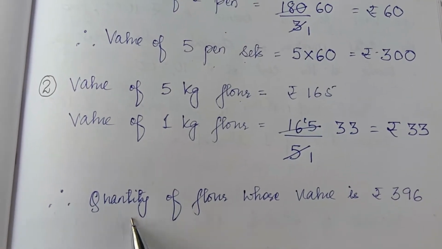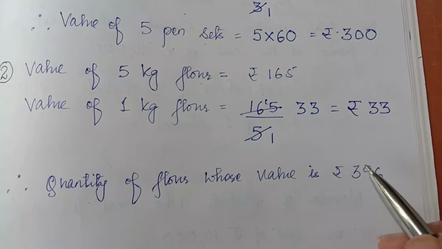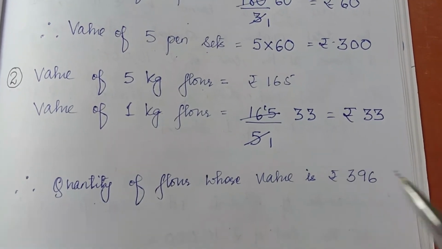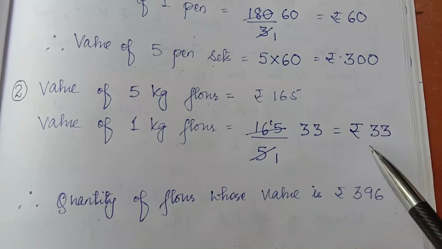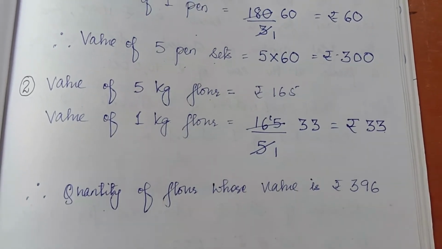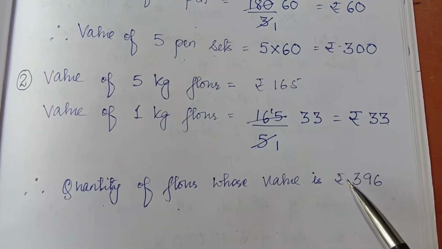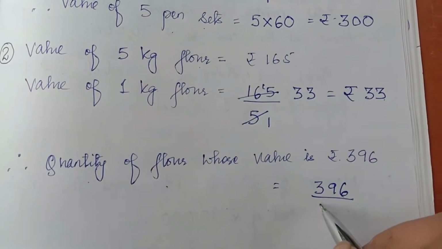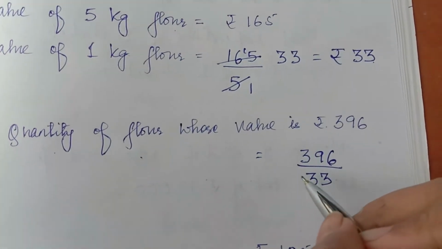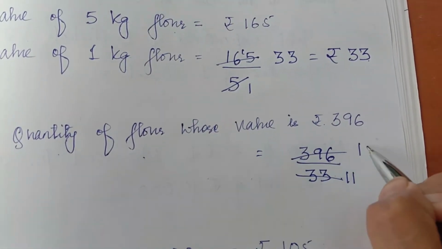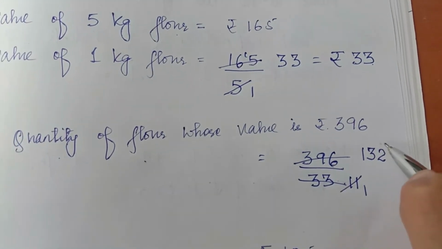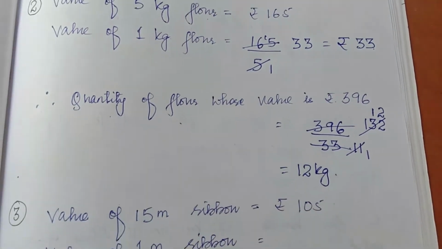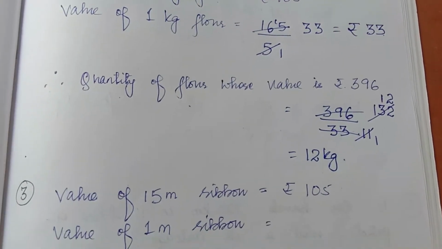Then the question is, the quantity of flour whose value is rupees 396. With rupees 396, how many kgs can you buy? This is the total cost, 396. If the cost of 1 kg is 33 rupees, then what is the quantity of flour we can buy at this price? To find that, you have to divide this total cost by the cost of 1 kg flour. Now we will divide it. 3 elevens are 33, 3 ones are 3, 3 threes are 9, 3 twos are 6. So 11 ones are 11, 11 ones are 11, 11 twos are 12. That means we can buy 12 kg flour with rupees 396.